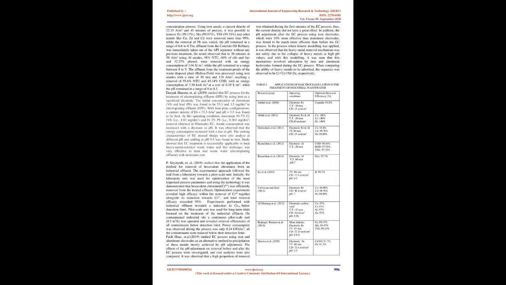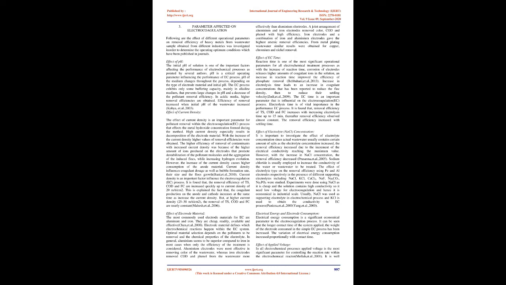Effect of pH. The initial pH of the solution is one of the important factors affecting the performance of electrochemical processes, as pointed out by several authors. pH is a critical operating parameter influencing the performance of the EC process. The pH of the medium changes throughout the process, depending on the type of electrode material and initial pH. The EC process exhibits some buffering capacity, mainly in alkaline medium, that prevents large changes in pH and a decrease of the pollutant removal efficiency.